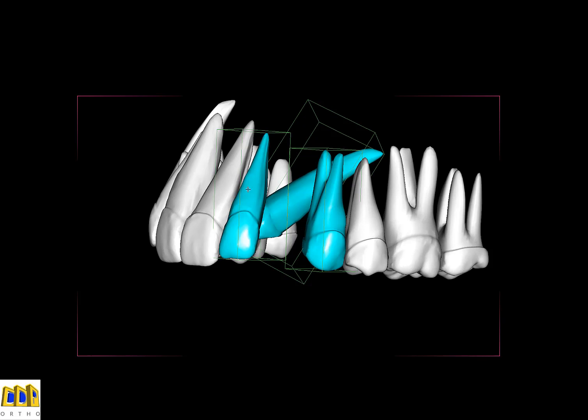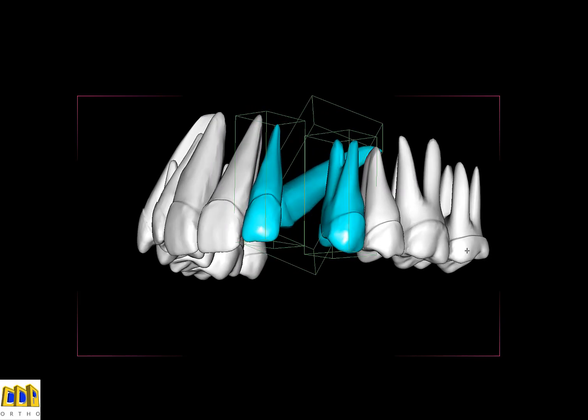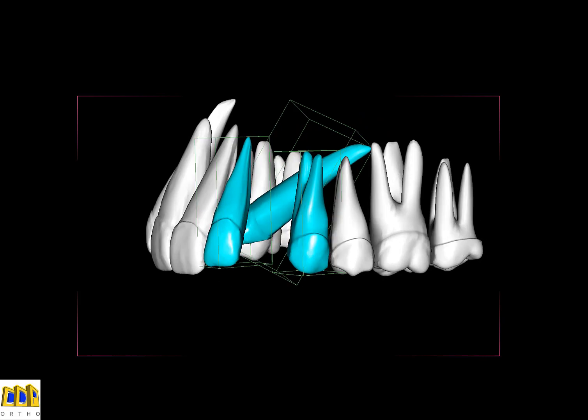And you also need to understand that the roots of these teeth, which is the first premolar and the lateral incisor, should be probably as divergent as possible. So if you look at the movement, this needs to happen to position the tooth, and it's a very complex movement, as you can see.